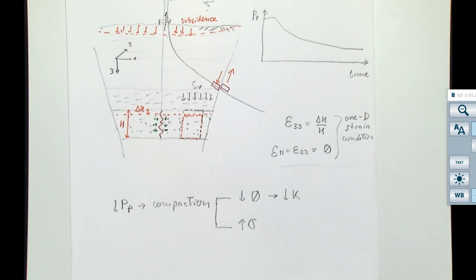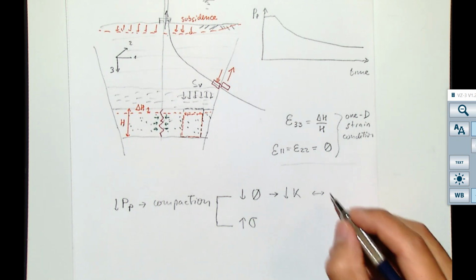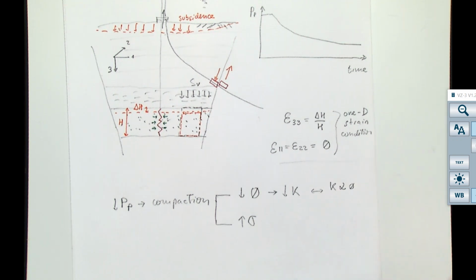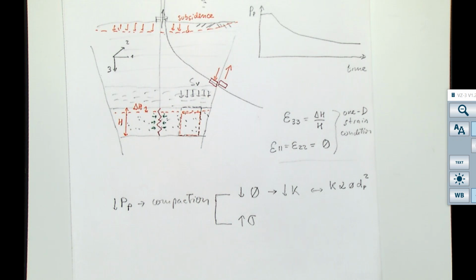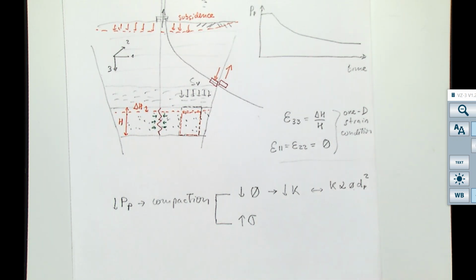And you may remember this, the Kozeny-Carman equation? The Kozeny-Carman equation tells you that permeability is proportional to porosity and also to what? What is the most important parameter in the Kozeny-Carman equation? Grain size, okay, but there is the pore throat size, right? And that one is squared. So if we decrease the porosity, we know that the pore size is going to get smaller, porosity is going to get smaller, and permeability is going to get smaller too.